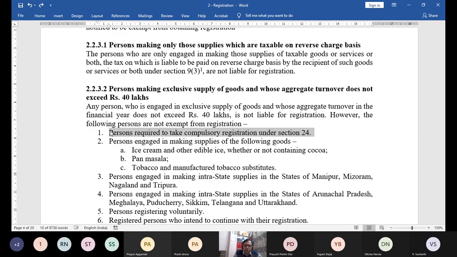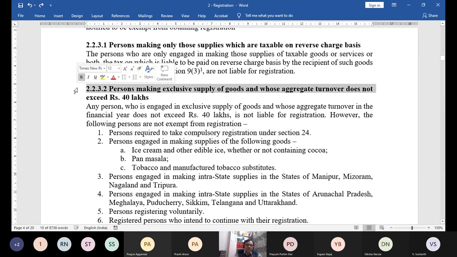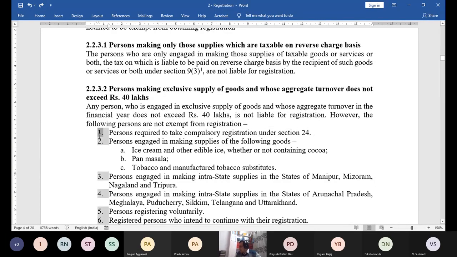Even if I am a supplier of goods, even if my aggregate turnover is only 2 lakh rupees, but if I am liable to take compulsory registration under section 24, then I cannot take the plea of this exempted notification. It's not for me. So I told you that this exempted notification of registration comes with a rider, and these are those riders.